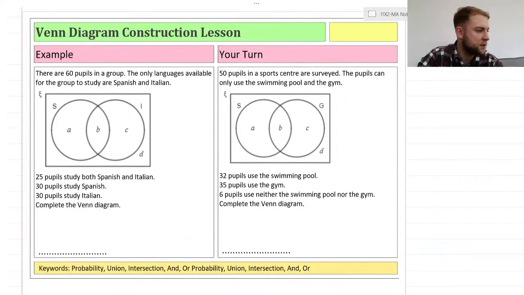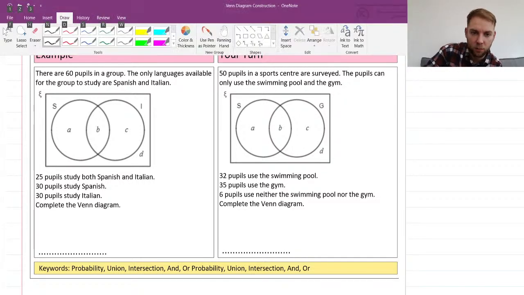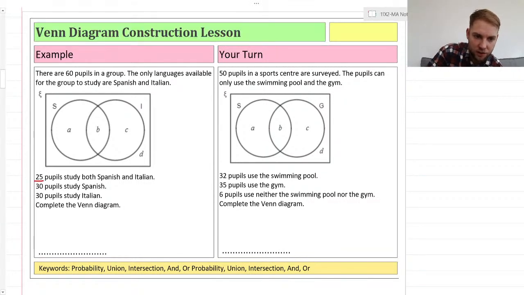Okay, so let's have a little go at this one together then. So we start in the middle if we can, and actually with this one we can start in the middle, can't we? Because it says here, let's just make it really clear, that 25 students study both Spanish and Italian, which means that the 25 needs to go in the middle here. So 25 goes in the middle.